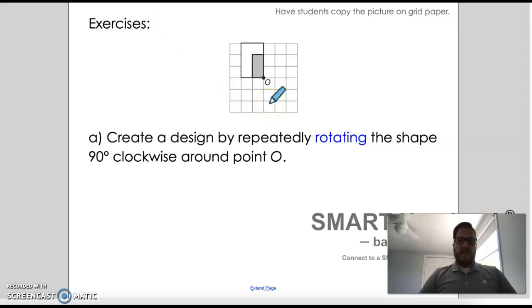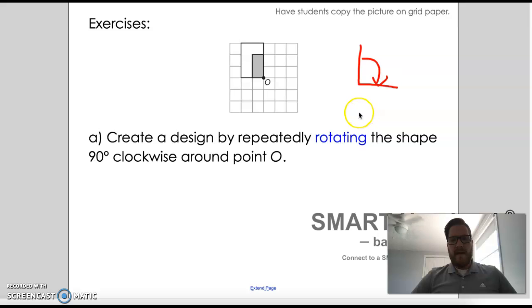But what we're going to do is get a chance to look at maybe a bit more of a geometric design, straight lines and shading, etc. And the exercise here says to create a design by repeatedly rotating the shape 90 degrees clockwise around point O. Okay, so here we see this is point O, and so a 90-degree rotation, if we think about this as a line, would go a quarter turn like that, or a quarter turn like that, depending on where the shape starts out.